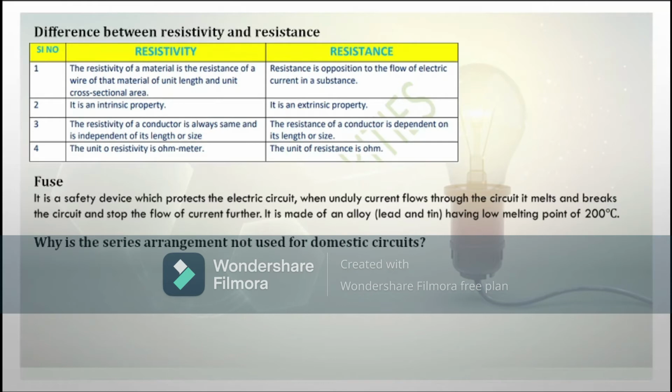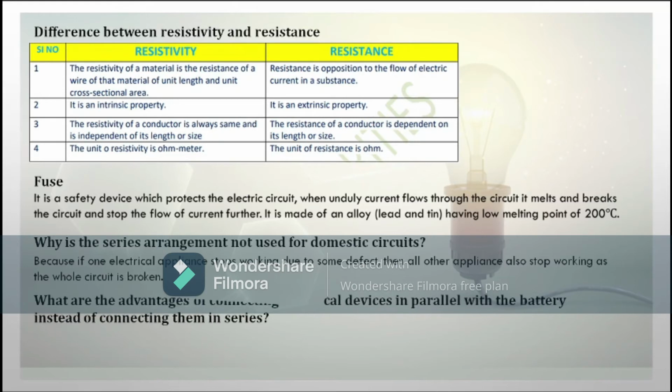Then we will move on to the next point: why is the series arrangement not used in domestic circuits? It is very important that you know about it. If one electrical appliance stops working due to some defect, then all other appliances also stop working, as the whole circuit is broken. Suppose at home any bulb or other device is out of condition and doesn't work, the other appliances also stop working because they are in a series connection. Therefore, we will not use series arrangement for domestic circuits.